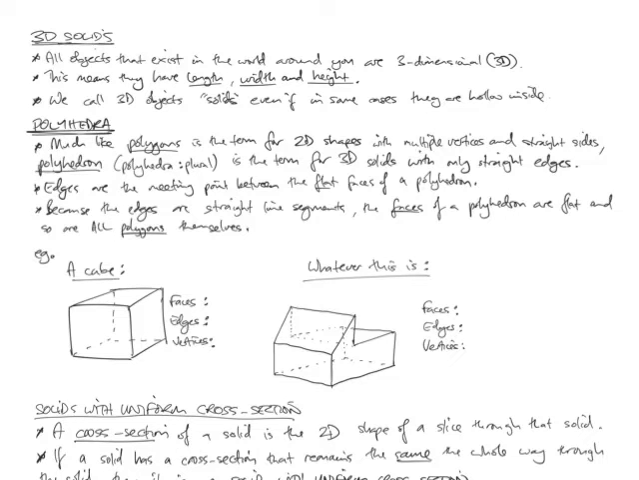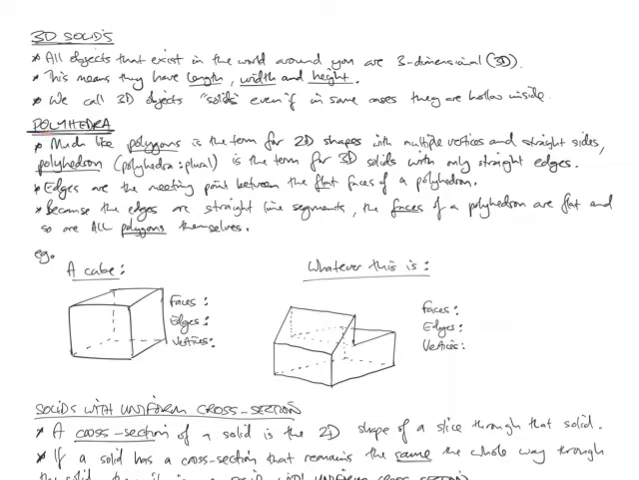This one is on 3D solids, so pretty basic here. Hopefully it's a lot of revision. All objects that exist in the world around you are obviously 3D, three-dimensional. That means they have a length, width and a height. We call 3D objects solids, even if in some cases they're hollow inside. They still have a thickness, so we call them solids.